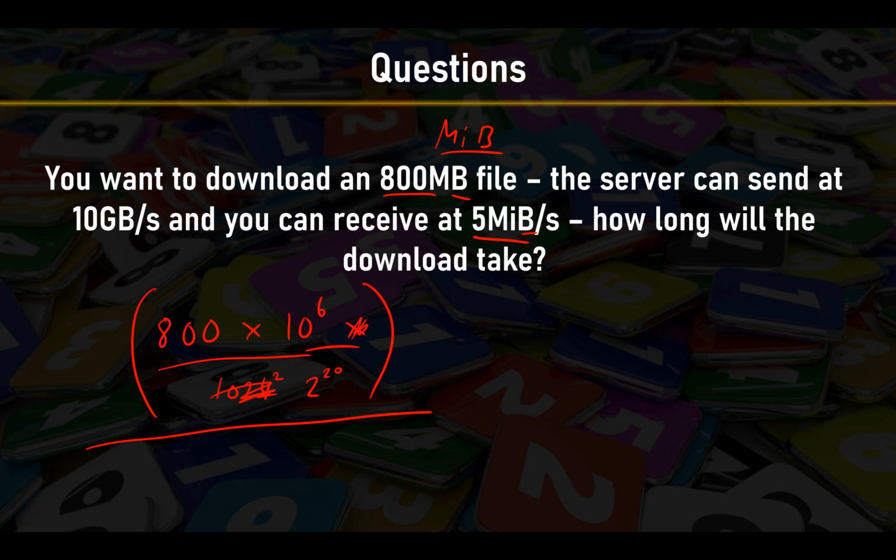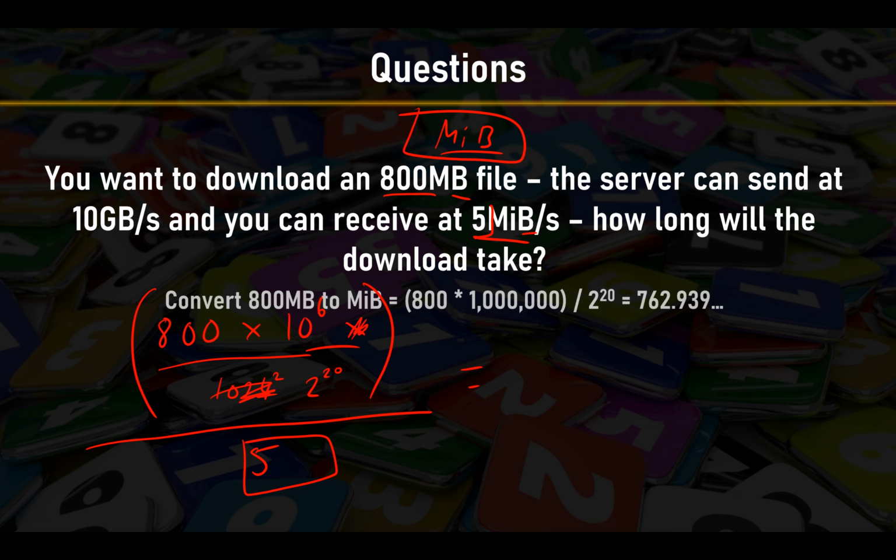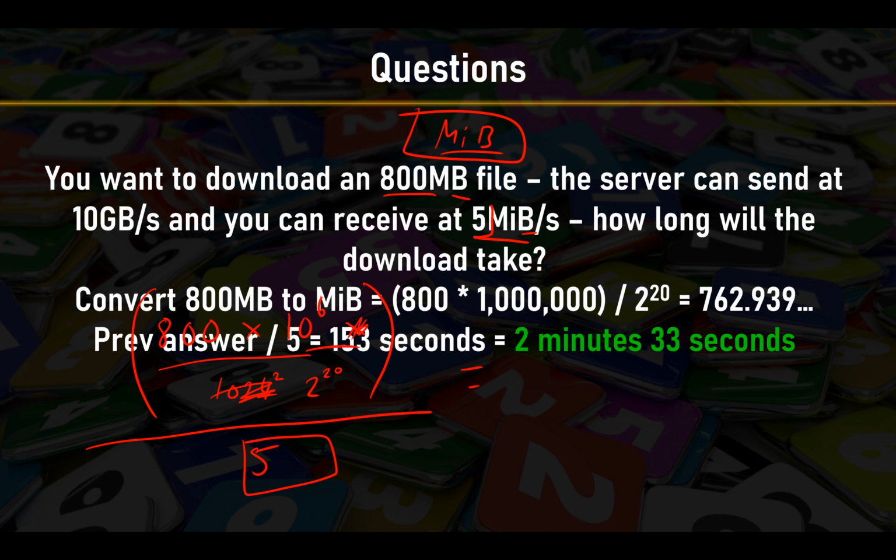Then if we just do the whole thing divided by 5, because the file size is in mebibytes and the download speed is also in mebibytes, we can divide them directly. If you do that, let's see what the answer is. You should get an answer of 2 minutes 33 seconds.